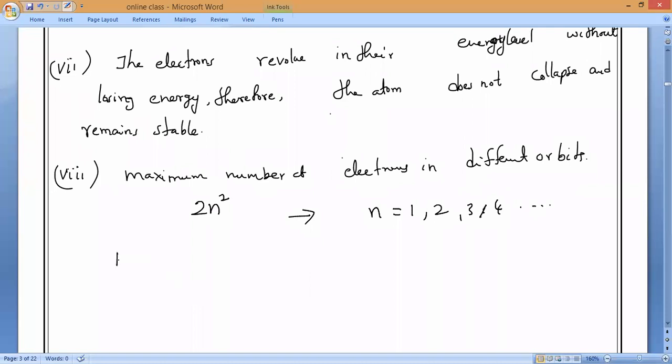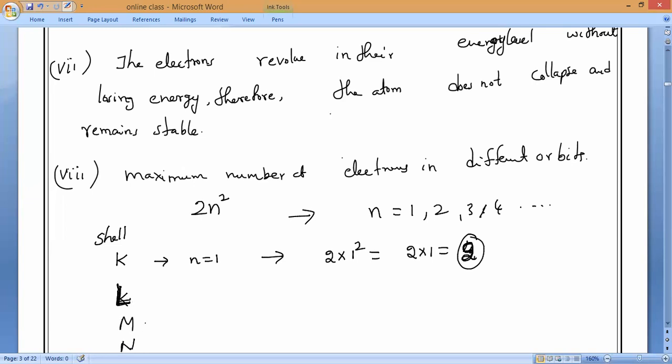If you take the first shell, what is the shell name? Shell K. K means n is equal to 1. If I substitute, the maximum number of electrons is 2 into 1 square, which is 2 into 1. How many electrons? 2. Same way, L is equal to 2, M is equal to 3, and N is equal to 4.